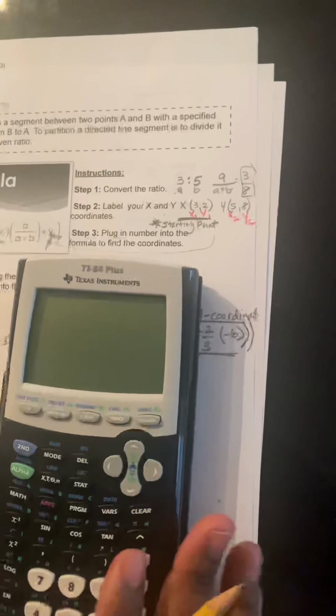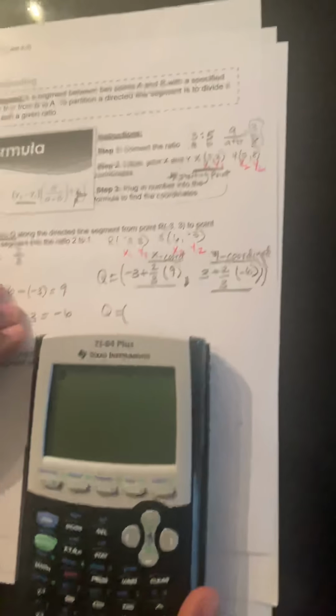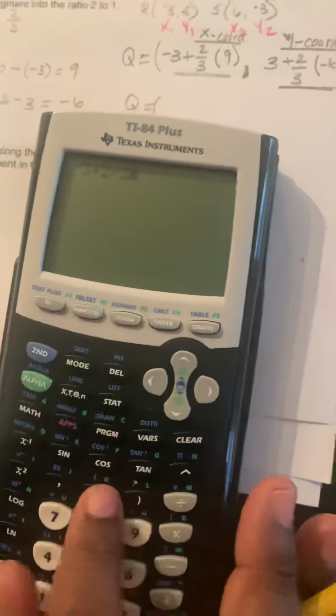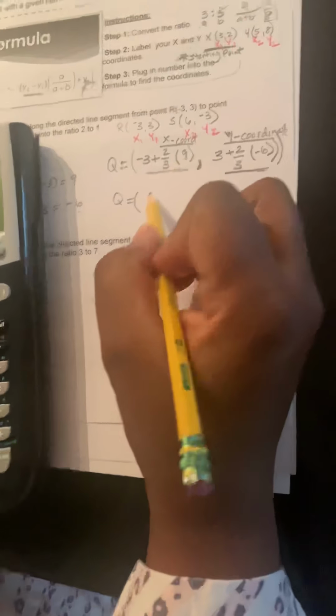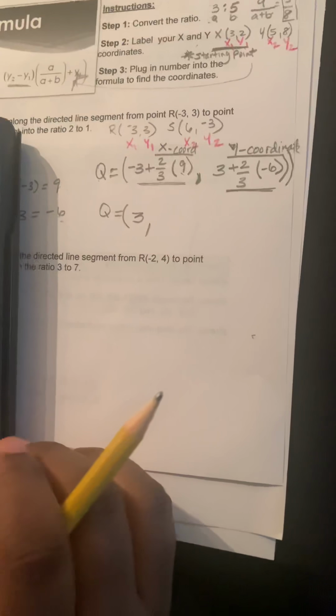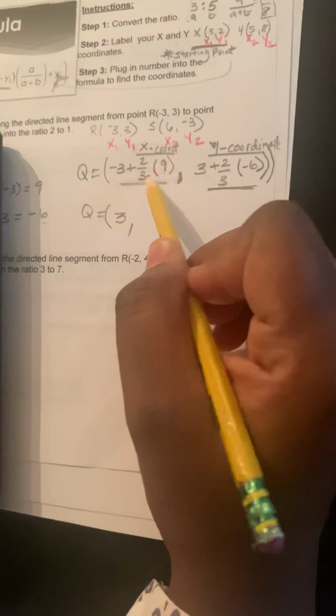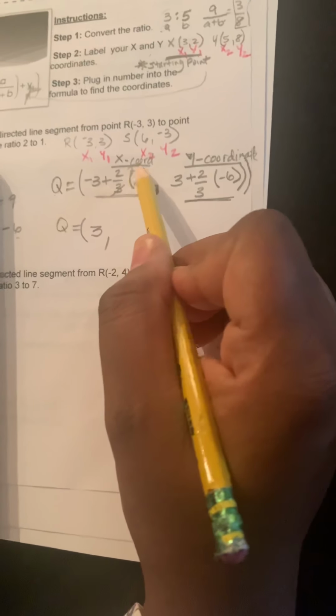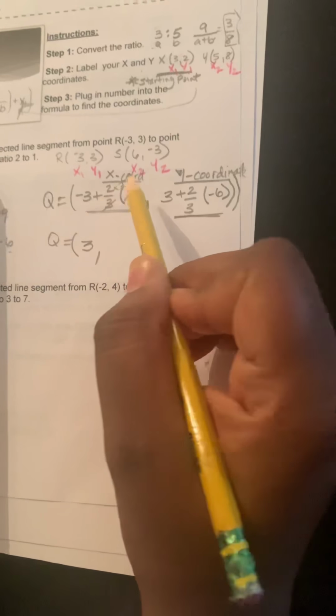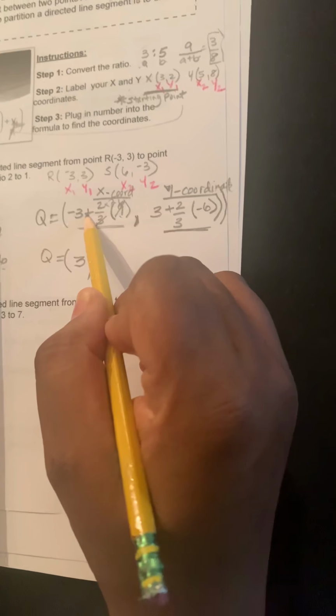So I'm gonna do that here. All right, so I'm gonna plug it into the calculator: -3 plus 2 divided by 3 multiplied by 9, and that gives me 3. So that's my X coordinate. And let me just double check that I did that correctly. So 3 goes into 9 3 times. 2 times 3 equals 6. So 6 plus -3 gives me 3. So it checks out to be correct.